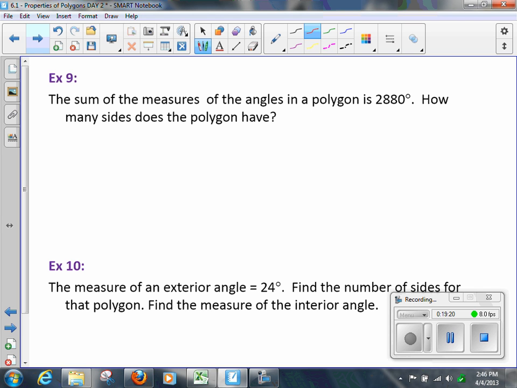Now this is kind of changing gears a little bit. Okay? Look at it. It says the sum of the measures of the angles in a polygon is 2,880 degrees. The sum is 2,880. How many sides does the polygon have? Well, we have to assume that this is talking about interior angles. Okay? How do we find the sum of the interior angles?